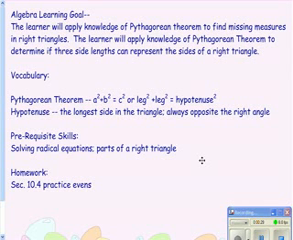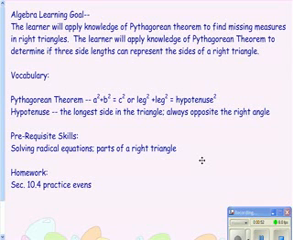Our vocabulary: Pythagorean Theorem, a squared plus b squared equals c squared, or leg squared plus leg squared equals hypotenuse squared. The really important one for you to know is hypotenuse. Hypotenuse has to be the longest side of the triangle. It is always opposite the right angle. So it's always across from the right angle, and it's always the longest side.